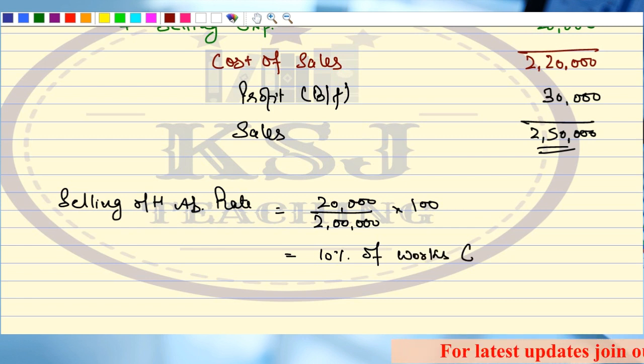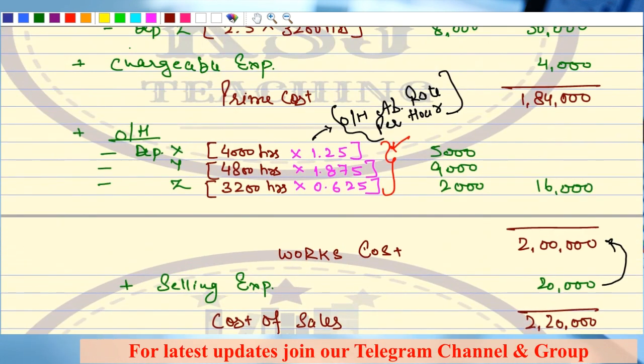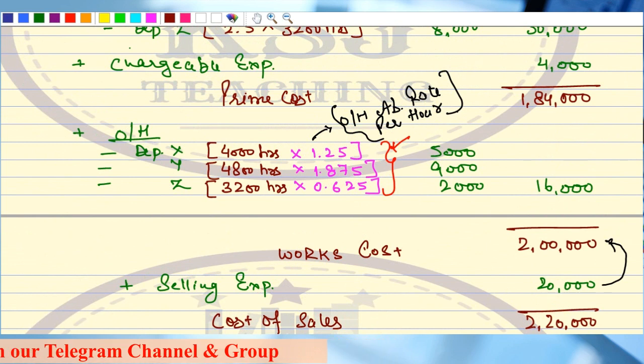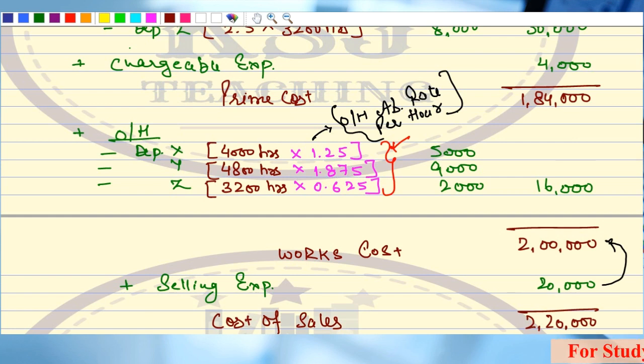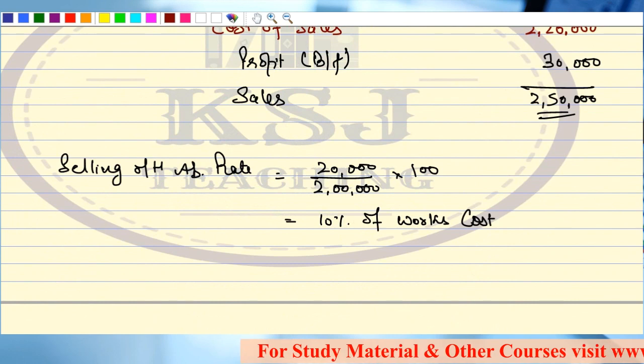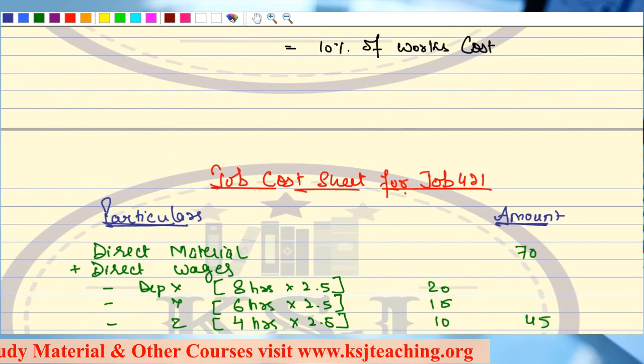Now this is based on assumption because we do not have any other cost. We normally do not take it on the prime cost, right? Either works cost, or if you have cost of production, or if you have cost of goods sold. In this question, the last cost that we had was the works cost, right? So we have calculated it on the works cost. That means my selling expenses are 10% of works cost, right?